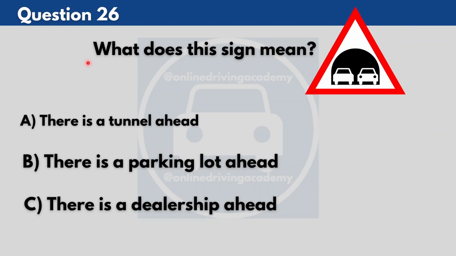Question 26. What does a sign mean? Now, we can see a red border there, or a triangle, and we can see a tunnel within that sign. So is it option A, there is a tunnel ahead? Is it option B, there is a parking lot ahead? Or is it option C, there is a dealership ahead? Now, the correct answer will be option A.